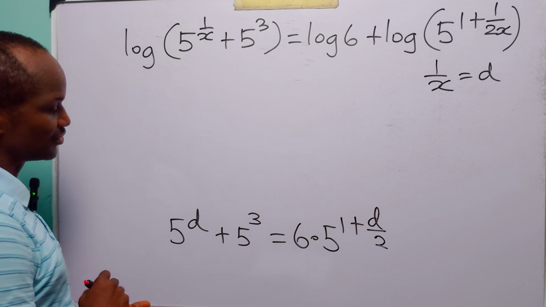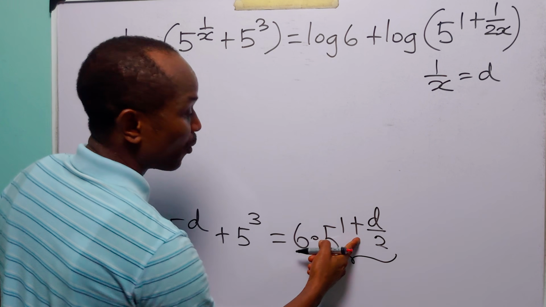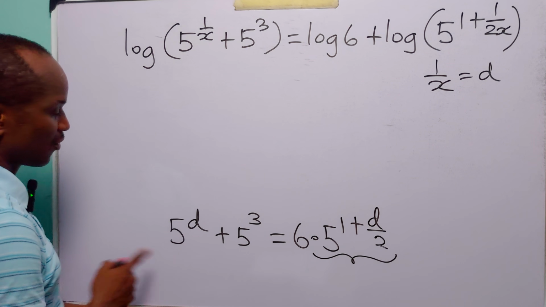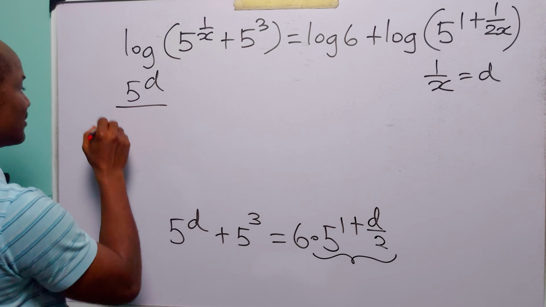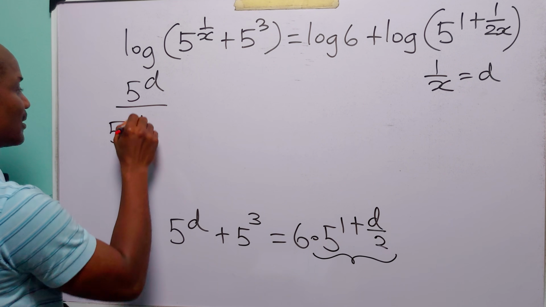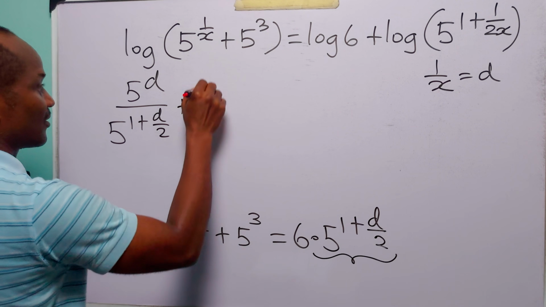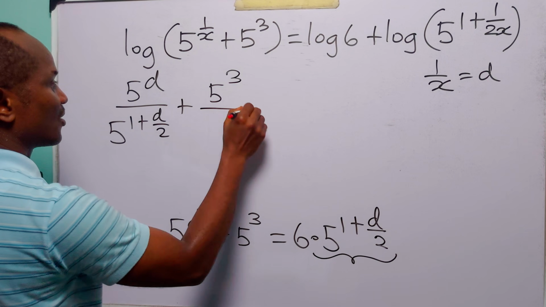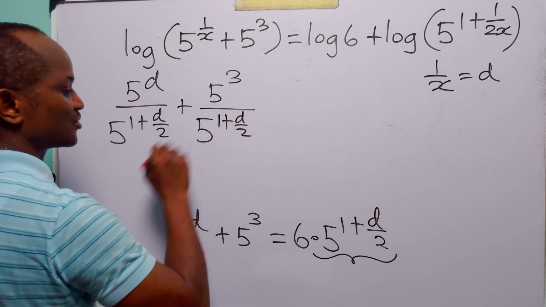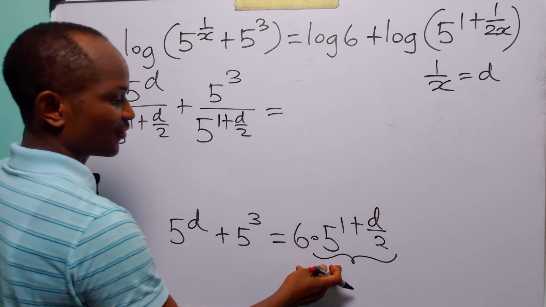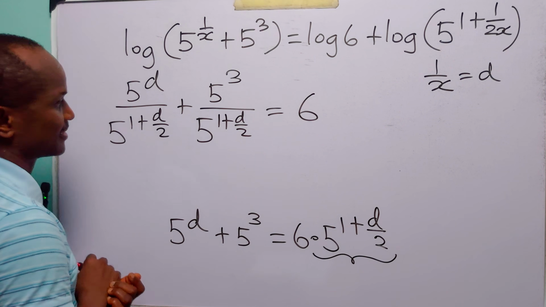Now, the next thing we are going to do is to divide both sides of this equation by 5 to the power 1 plus d over 2. When we do that, we have that 5 to the power d over 5 to the power 1 plus d over 2 plus 5 to the power 3 over 5 to the power 1 plus d over 2 is equal to, of course, you know that if you divide this by this, we have 6.